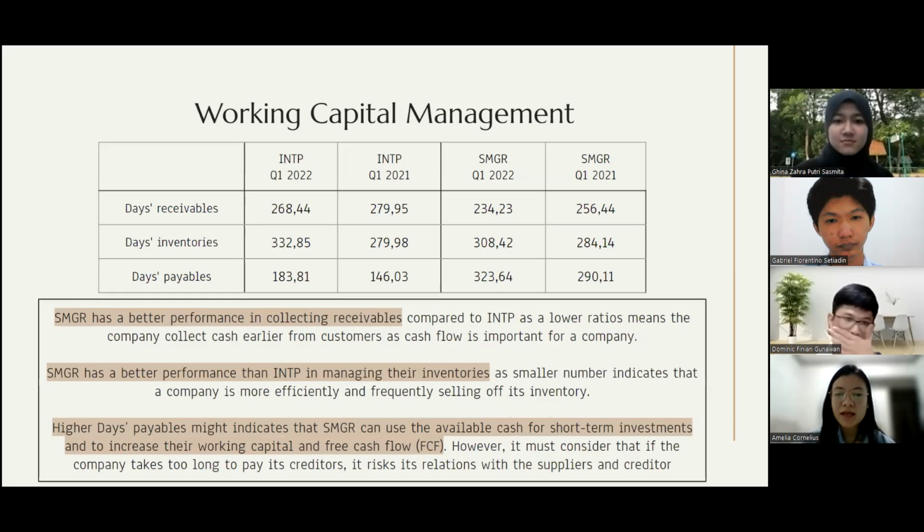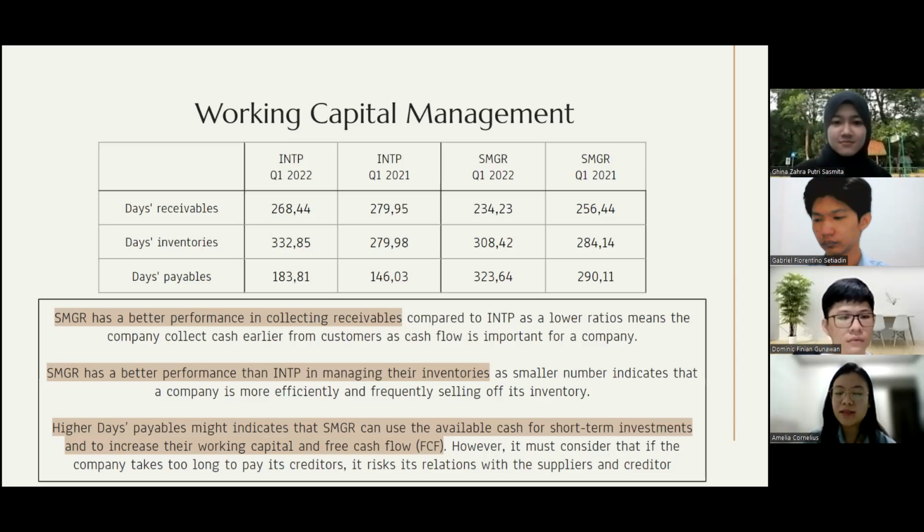Next, the last three ratios are days receivables, inventories, and payables. SMGR has better performance in collecting receivables compared to INTP, as a lower ratio means that the company collects cash earlier from customers, and cash flow is important for the company. SMGR also performs better than INTP in managing inventories, as a smaller number indicates that a company is more efficiently and frequently selling off its inventory.